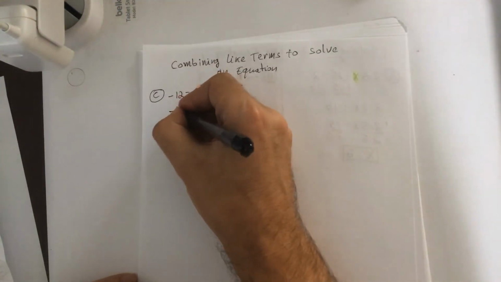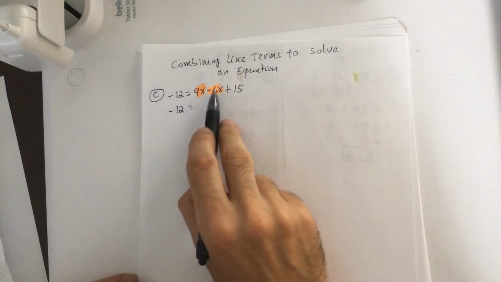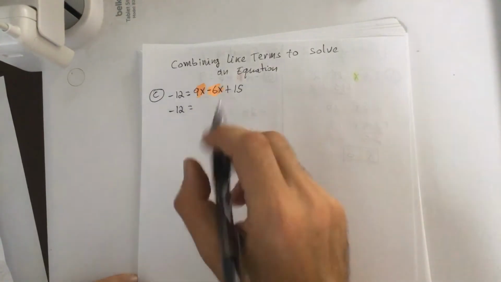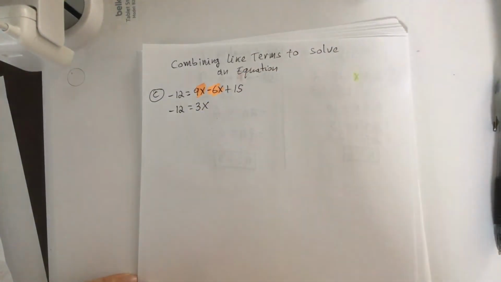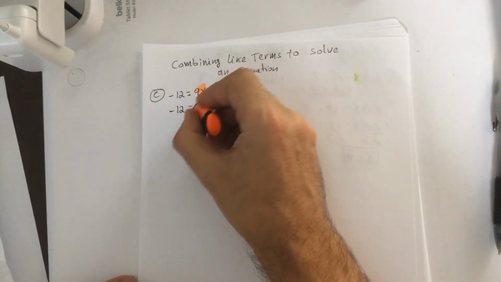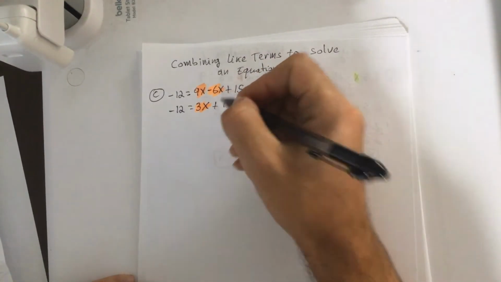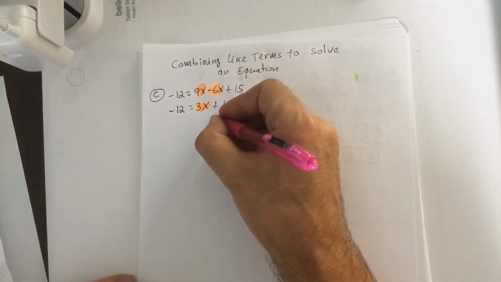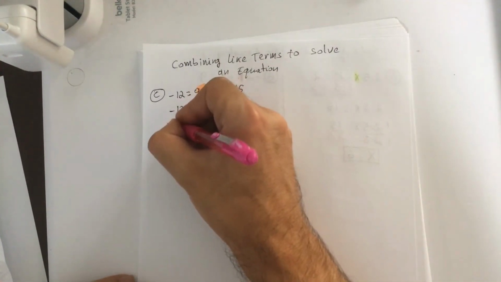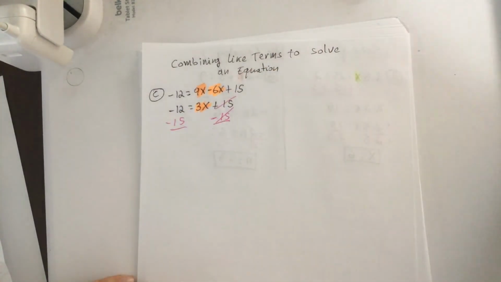So basically 9x minus 6x. Well, we are gonna be subtracting 9 minus 6. We're gonna be subtracting the coefficients here. So that's 3, and we keep the same variable. So 9x minus 6x is gonna be 3x plus 15. Now we got a two-step equation. So next step is subtracting 15 from both sides of the equation. 15 minus 15 will cancel each other.